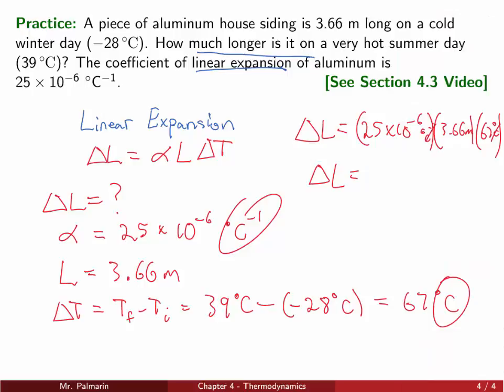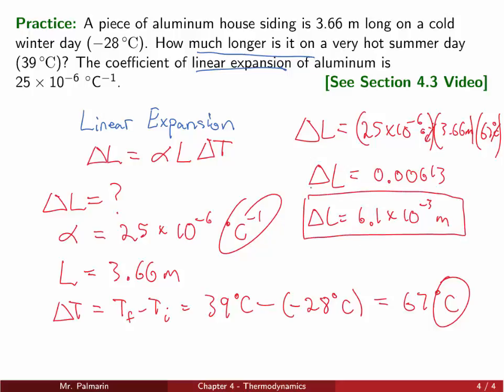Sorry about that. Uploading some videos here. Times 3.66 times 67 gives you a really, really small length of 0.00613. If you write this in scientific notation, to two significant figures here, 6.1 times 10 to the negative 3 meters. Okay, so that's how much longer it is on a hot summer's day.